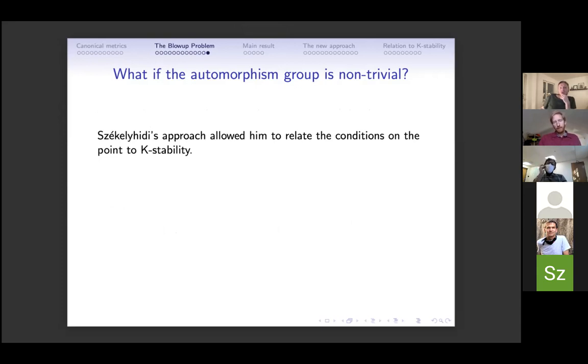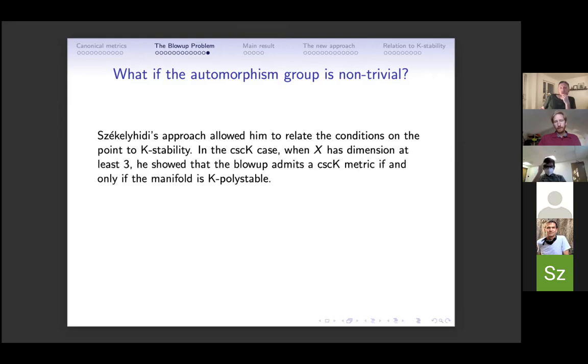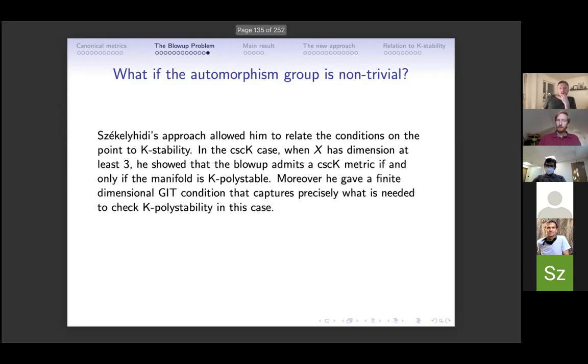And in Székelyhidi's approach, his approach allowed him to relate the conditions on the point to K-stability in this way. So in the cscK case, when X has dimension at least 3, he showed that the blow up admits a cscK metric if and only if the manifold is K-polystable. So if you start with an extremal metric, then what's kind of remaining in full generality is the dimension 2 case and the non-cscK extremal case. And moreover, he gave a finite dimensional GIT type condition that captures precisely what is needed to check K-polystability in this case. So you don't need the full definition of K-polystability. There's really like these concrete test configurations that you need to test on, and they are the ones I talked about in the previous slide.